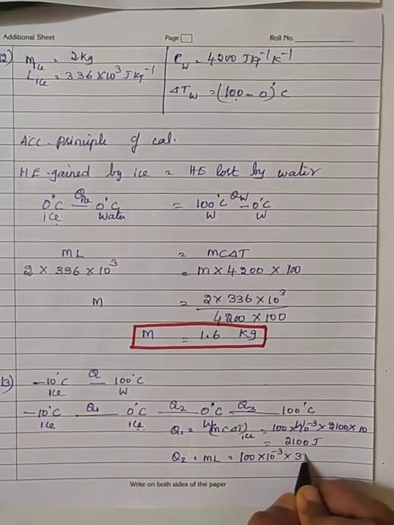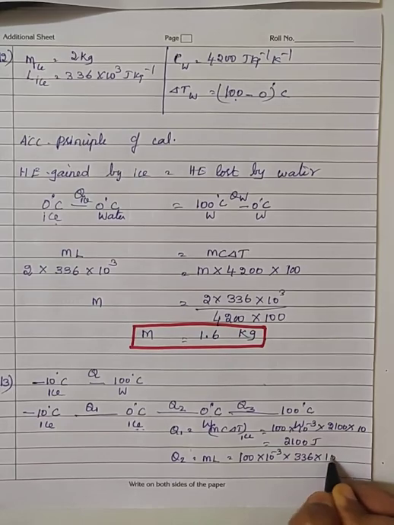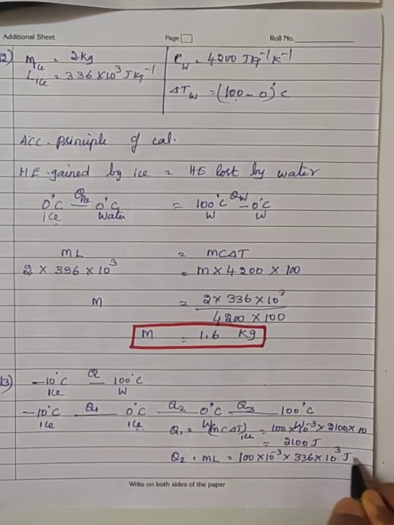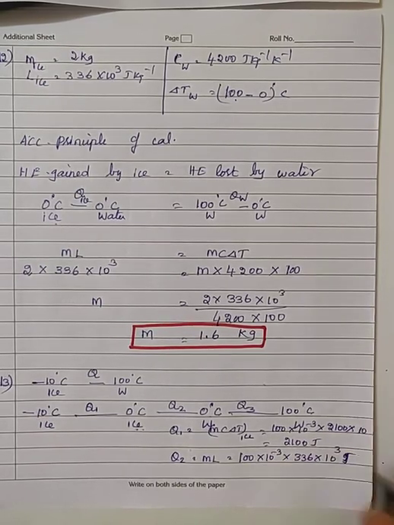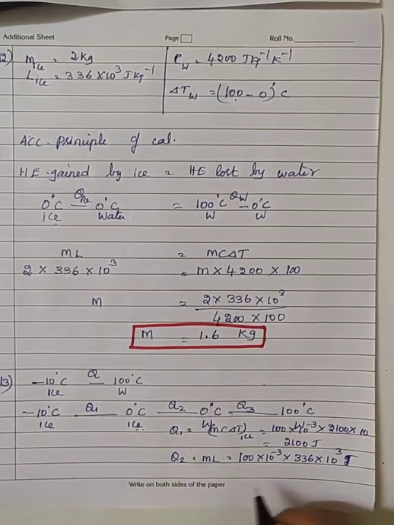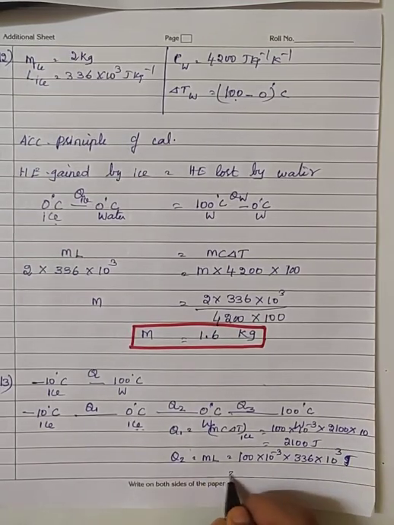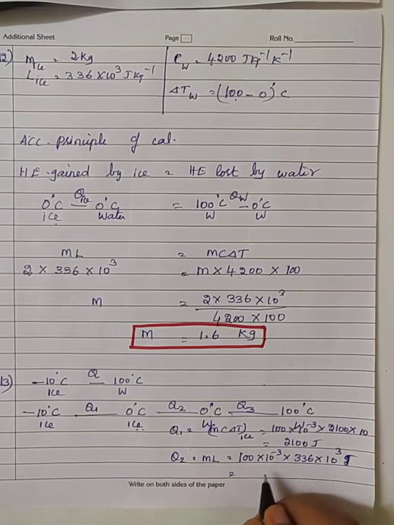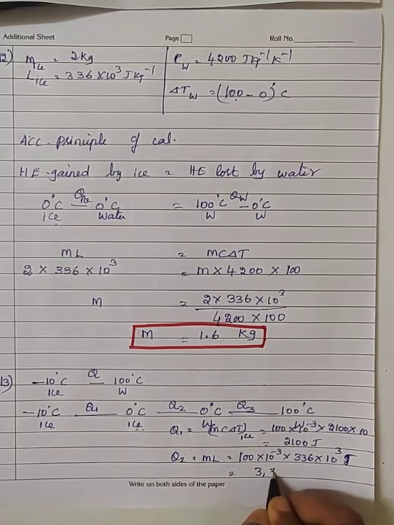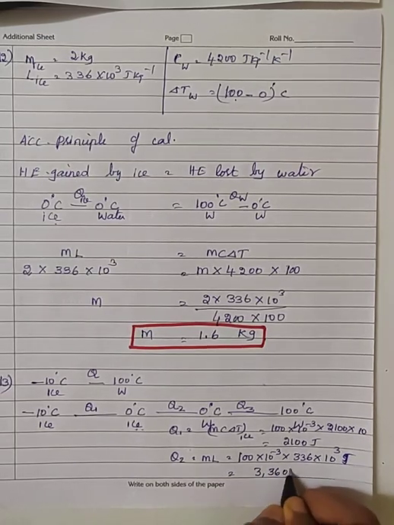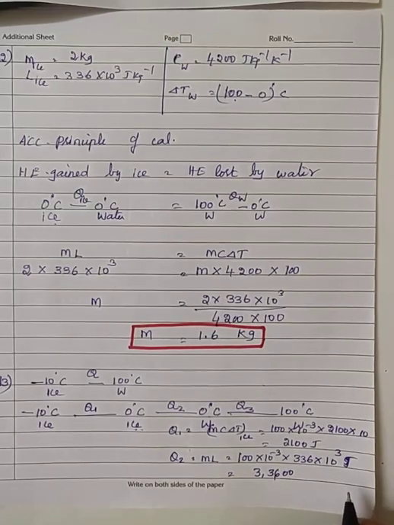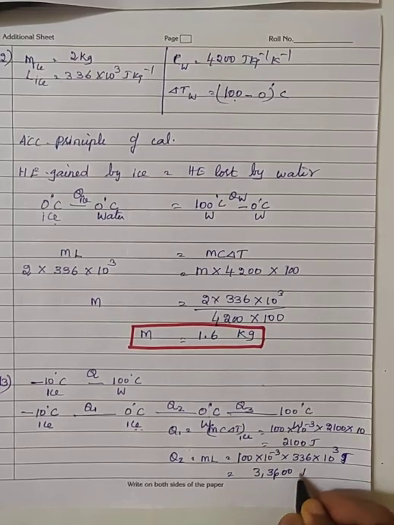So it will become 336 into 1000. 1000 I can write as 10 power 3 joule per joule, because you are calculating heat energy. So 10 power 3 and 10 power 3 will get cancelled. So you will get the answer as 33,600 joule. Right? 33,600 joule.